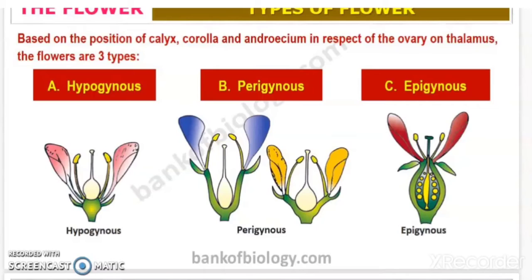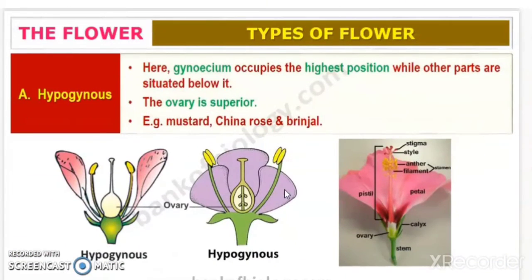Depending on that, it is divided into three types: hypogynous, the next one is perigynous, and the third one is epigynous. So gynous is nothing but gynecium. Okay, so we'll learn what is hypogynous, perigynous and epigynous. So let us see the first one, which is hypogynous.